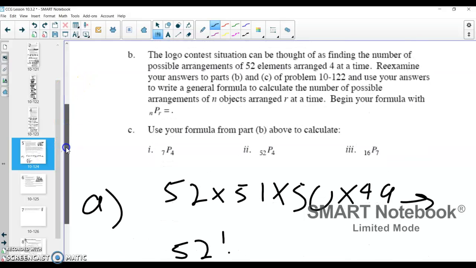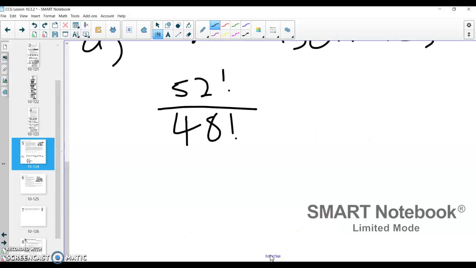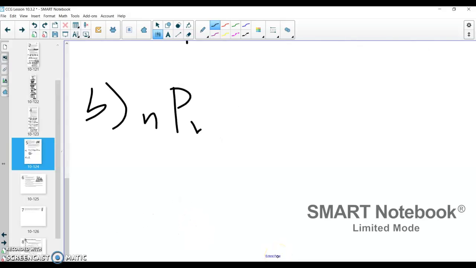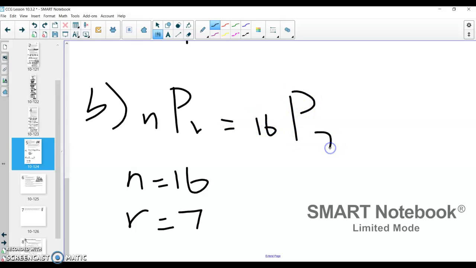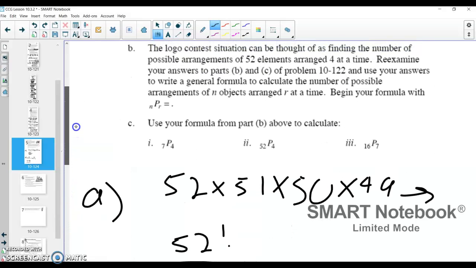Writing it in terms of nPr, we had 16 teams to choose from, so n is equal to 16, your number of choices for each decision, and r is your number of decisions. In this case, we had 7 decisions. So if I rewrite this, it would be 16P7, and then we'll see how to calculate that.